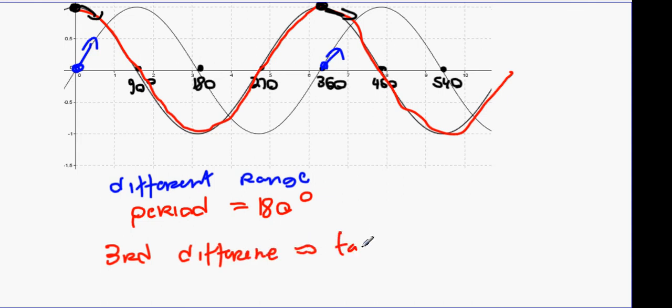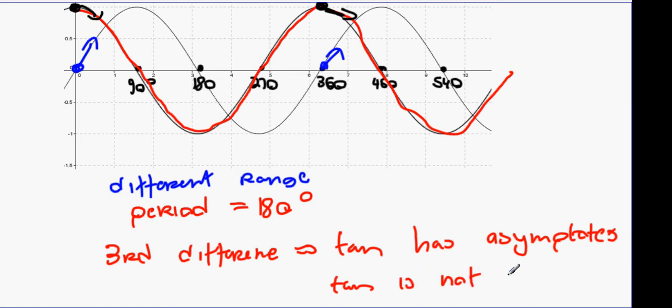Tan has asymptotes. Now what do we mean by asymptotes? Vertical lines that prevent it from crossing. Also, tan is not a continuous line. Do you understand what I mean by continuous line? There's a break in it. It doesn't join up, while in sine and cos it does.